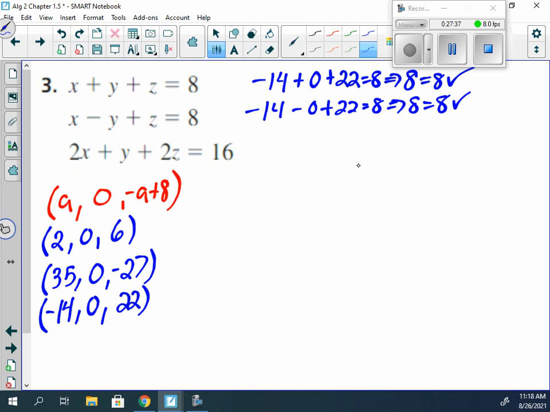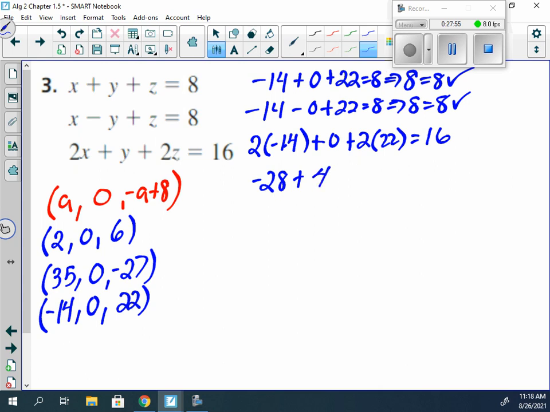And the last one, we'll have 2 times negative 14 plus 0 plus 2 times 22 is equal to 16. Well, 2 times negative 14 is going to be negative 28. Plus, well, zeros we can add into it. And 2 times 22 is 44. Negative 28 plus 44 gives us 16.